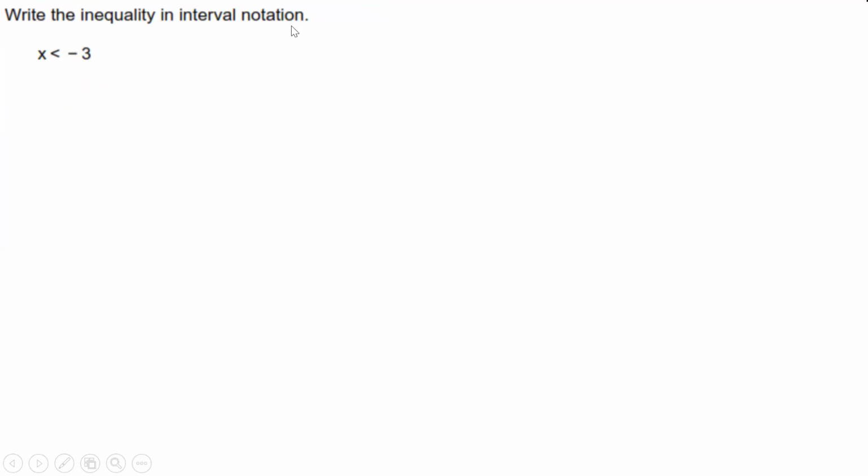All right, here we've got another one, and this time we do have a parenthesis. And so here we have x is less than negative 3. Now, if you have trouble visualizing that, another way to look at this is we can put this on a number line. And we say, okay, well, here's negative 3. It's an arbitrary number. It's less than that. So in that case, we're going to have an open circle.